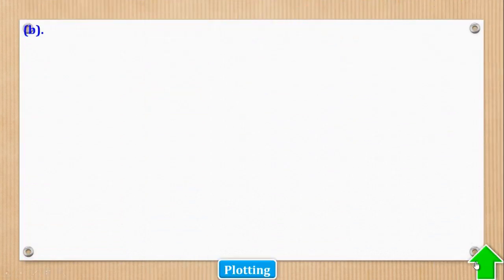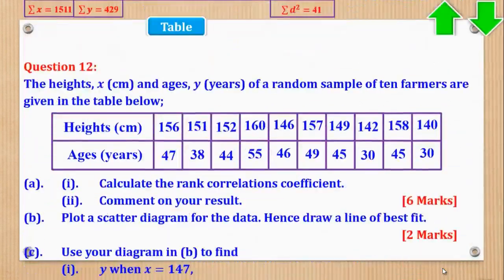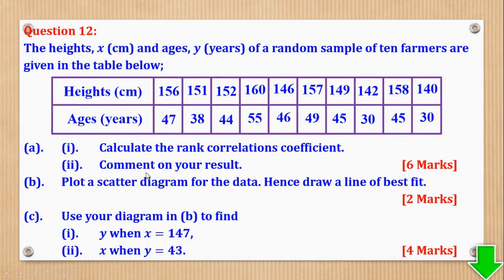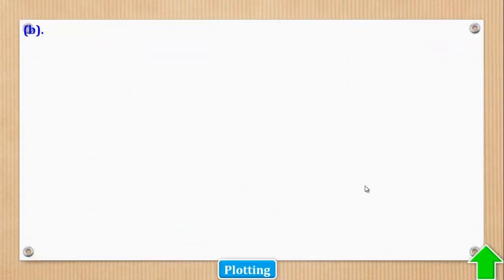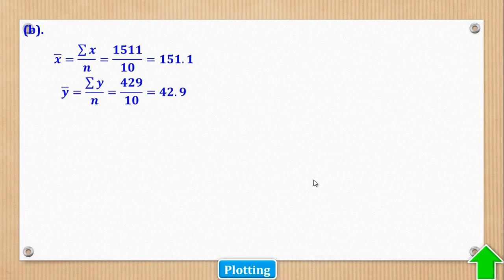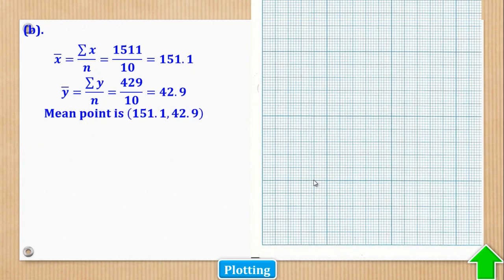That was part A. Now we shall go to part B. Part B: plot a scatter diagram for the data and hence draw a line of best fit. So we shall need a mean point: the mean value of x, the mean value of y, and the mean point is that. Then from there you can now get our graph paper and start plotting.